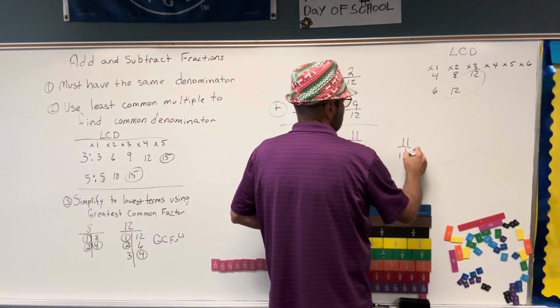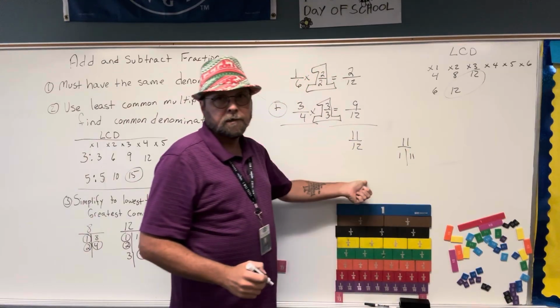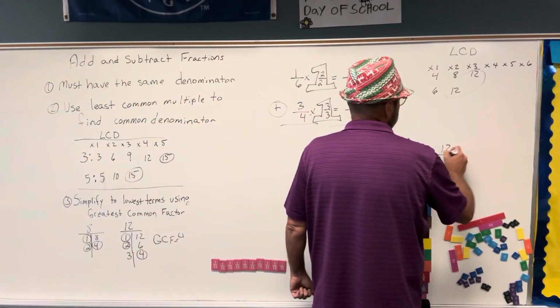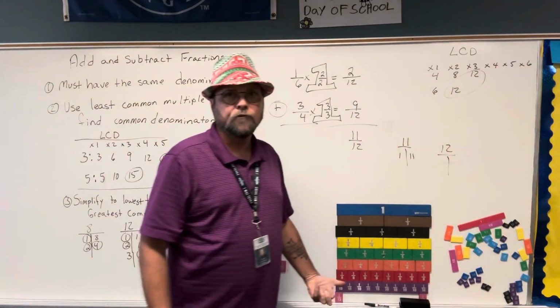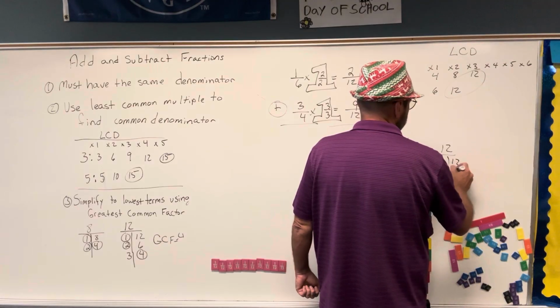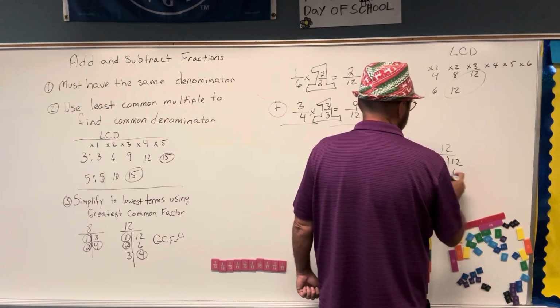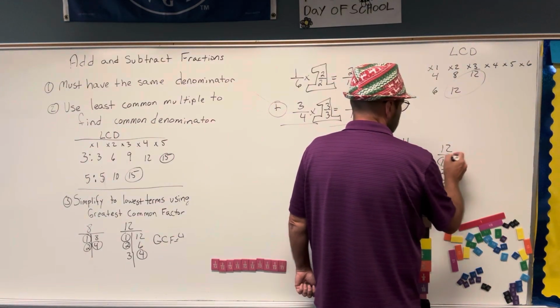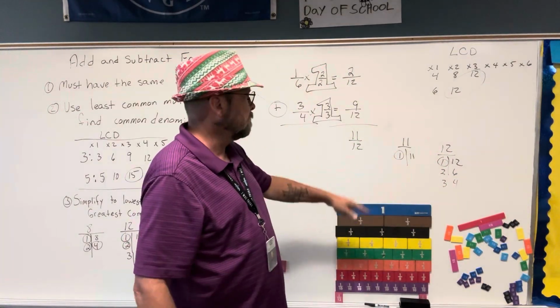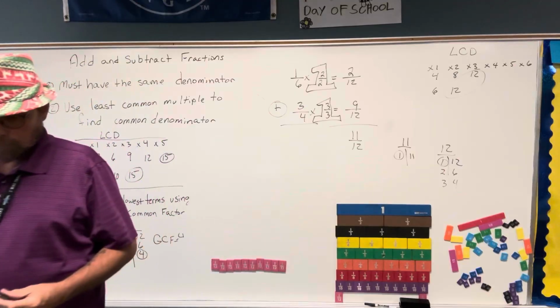My factors for 11 are 1 times 11. It is prime, so it doesn't have any other factors. If I didn't erase all my work, I already have 12 done. But it's 1 times 12, 2 times 6, 3 times 4. They have a 1 in common. They have nothing else in common. And so if they have a 1 in common, this is already in simplest form.